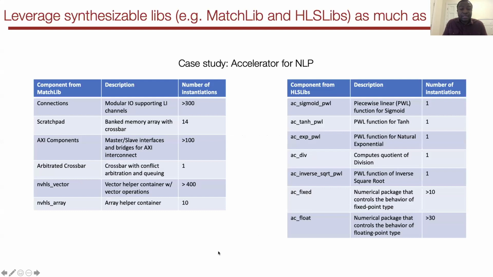As a case study, we designed an accelerator for natural language processing. This table shows some of the components that were instantiated in the design from MatchLib and the components that were instantiated from the HLS lib. Not surprisingly, you see here that the connection channels, which I discussed earlier, along with the vector helpers, were by far the most instantiated components in this design.